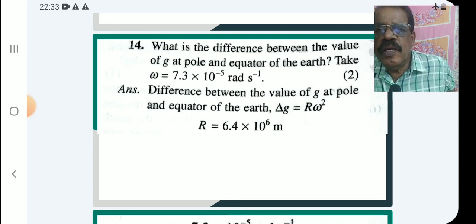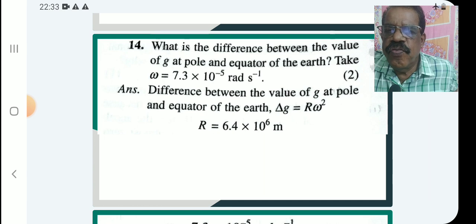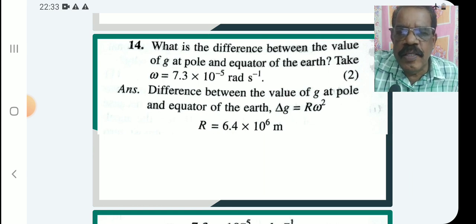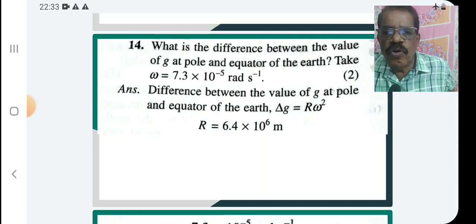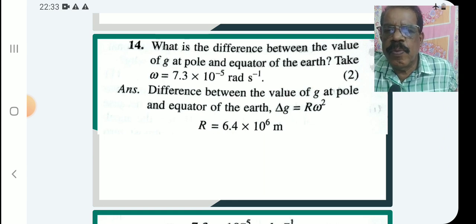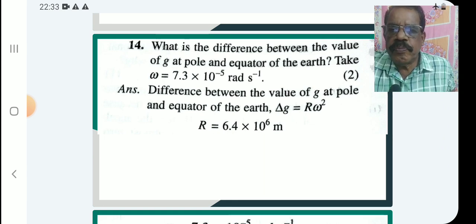And here the question is, what is the difference between these two values? The difference between the value of g at pole and equator of Earth, you know it, you study it. Delta g is R omega square, where omega is the angular speed of rotation of Earth, and omega is given in this question as 7.3 into 10 raised to minus 5. So you put the values.